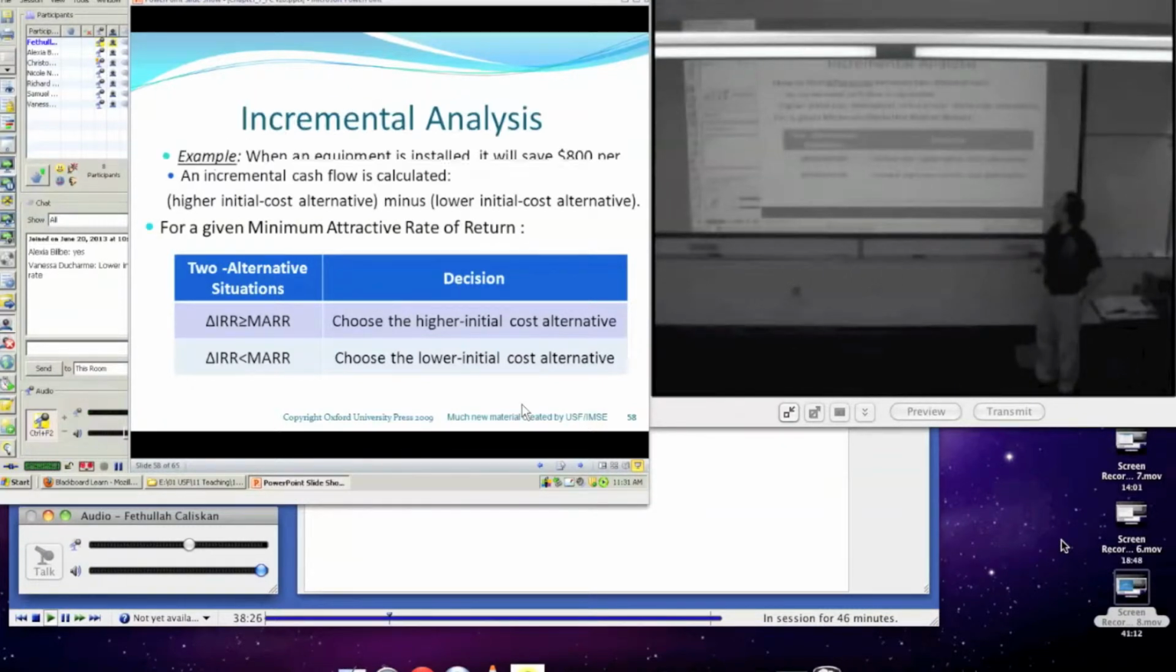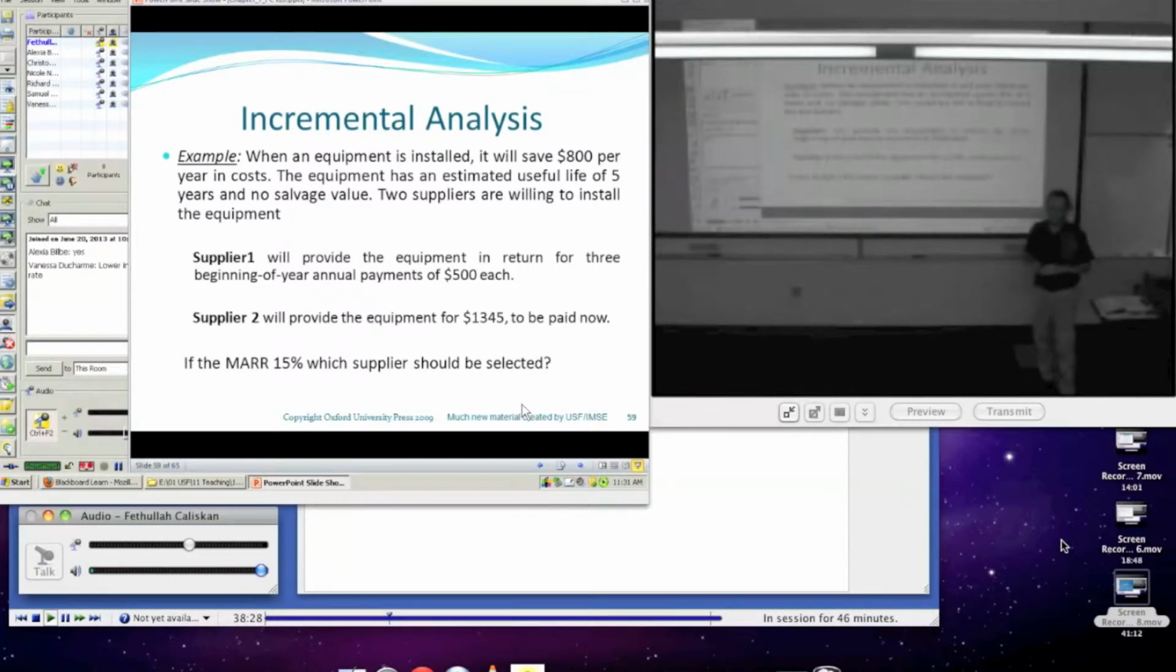Let's see it in an example. When an equipment is installed, it will save $800 per year in cost. The equipment has an estimated useful life of 5 years and no salvage value. So, $800 per year over 5 years, and it has a 5-year useful life. Two suppliers are willing to install the equipment.